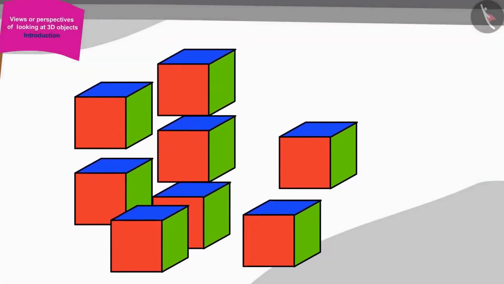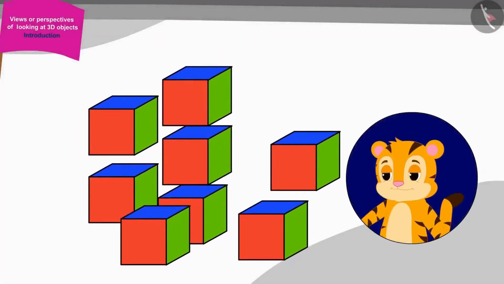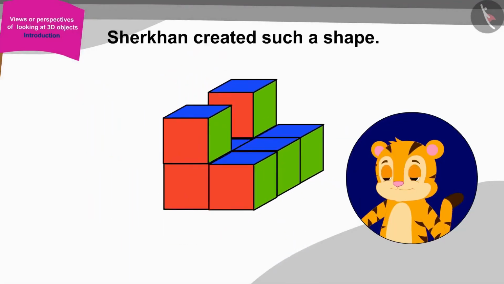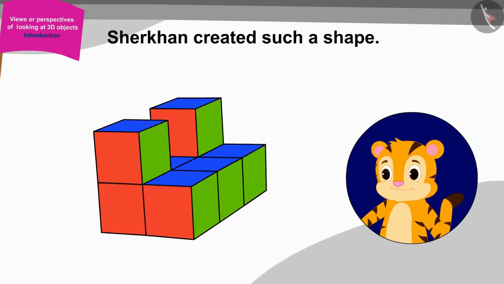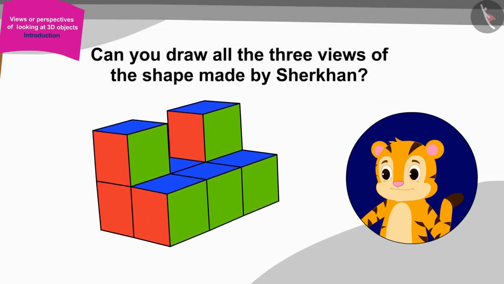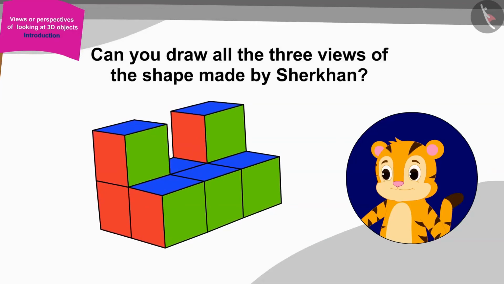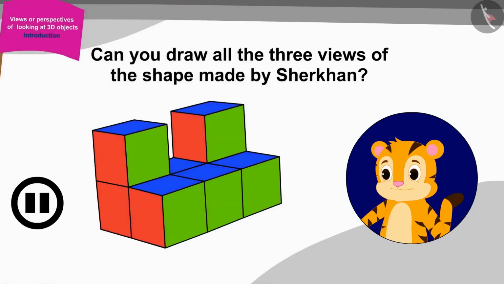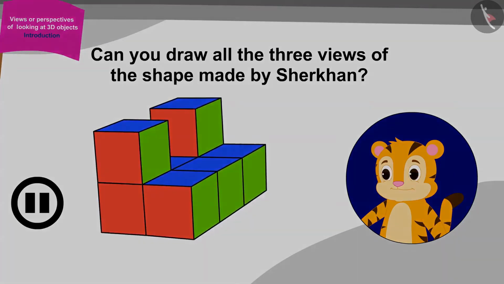Now, it was Sher Khan's turn to make shapes from the boxes. Sher Khan created such a shape. Can you draw all the three views of the shape made by Sher Khan? If you want, you can stop the video and find the answer.